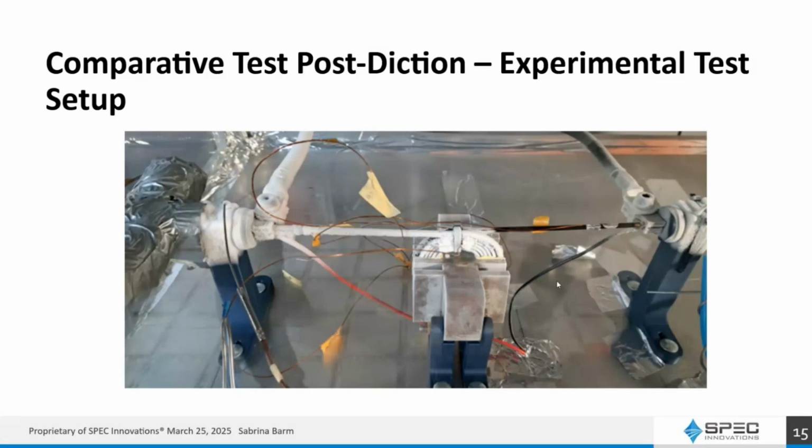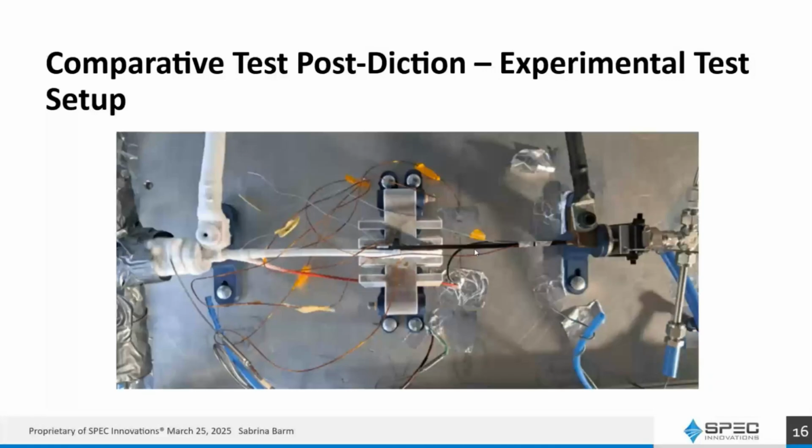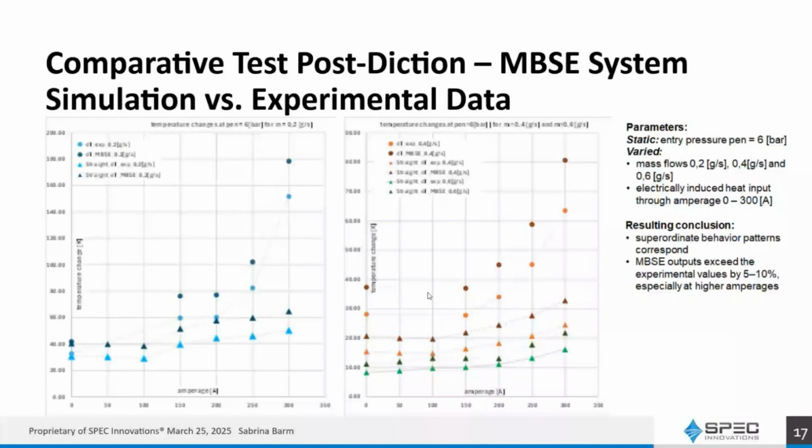We have applied a fairly strong electric current, about 300 ampere, and we still have quite a bit of icing, or in the top view. So that was a pretty exciting test. And the data we gained from that testing was used to run back in our model and see, is our model actually accurate? What we're looking at here is a test series where the entry pressure was kept static at 6 bar, and we varied mass flows and electrically induced heat input.